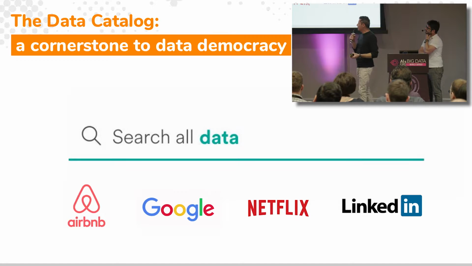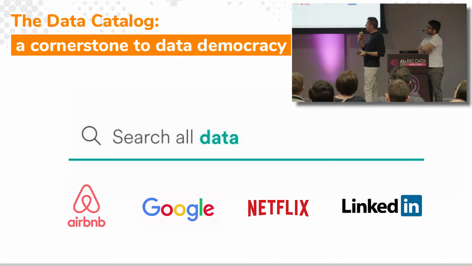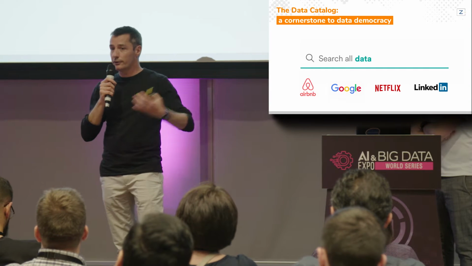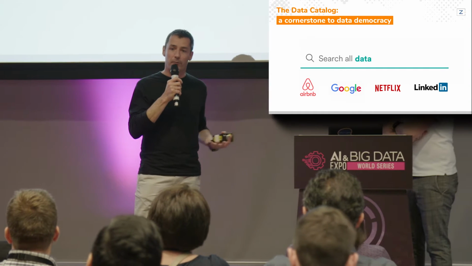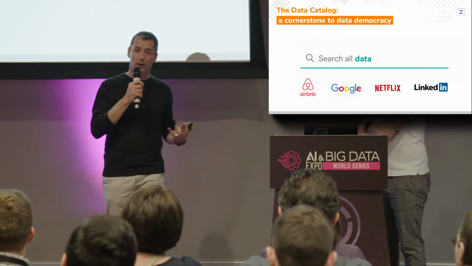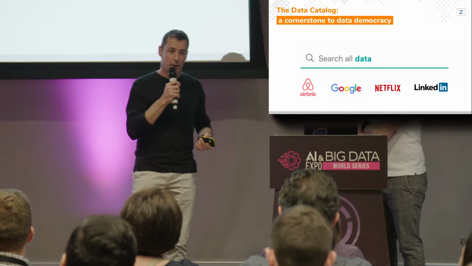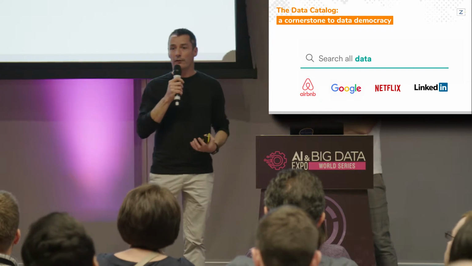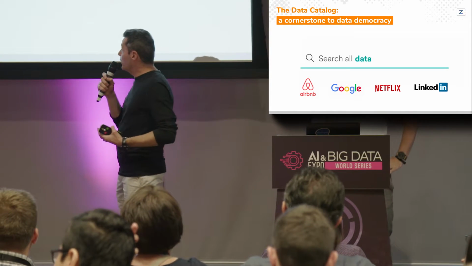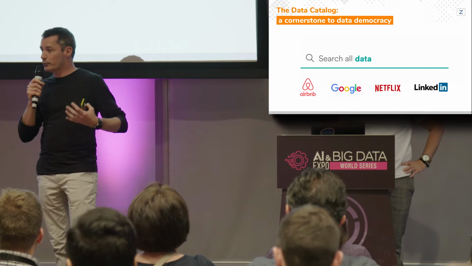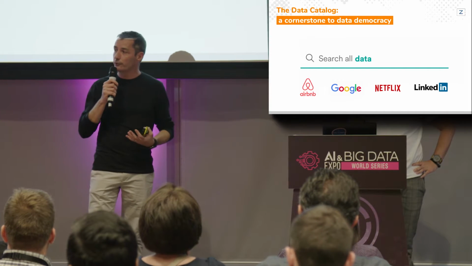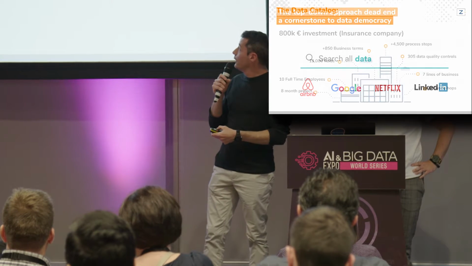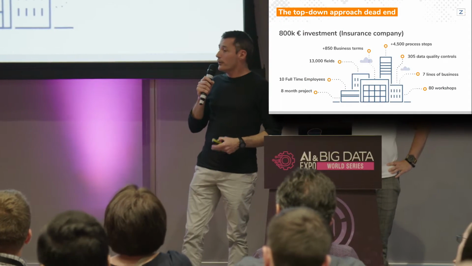And one thing that is common to all those companies is that they all have a data catalog. They all started a data catalog a long time ago. Most of them, they actually built it in-house because, of course, they have a lot of resources to do so, but also because they know that the data catalog will be a cornerstone to the data democracy, because this is where you will share the information and you will spread it into the organization.